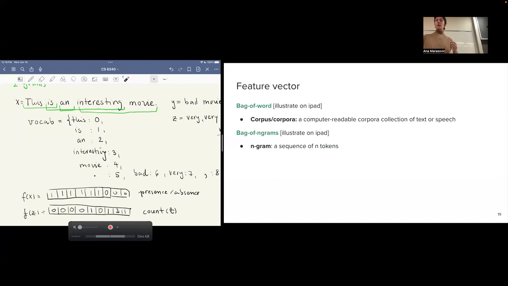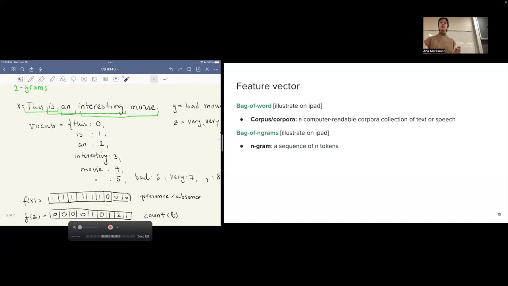And the procedure is the same, except instead of having these independent words in your vocabulary, you will have these phrases that consist of 2 words. So you would have this is, and you will index it with 1. Is n, index it with 1. And interesting, index 2. Interesting movie period would get the index 3. And again, you produce the same kind of feature vector of the size of the number of phrases, or 2 grams, you have. You place 0 or 1, depending on whether that 2 gram appeared or not in your input.